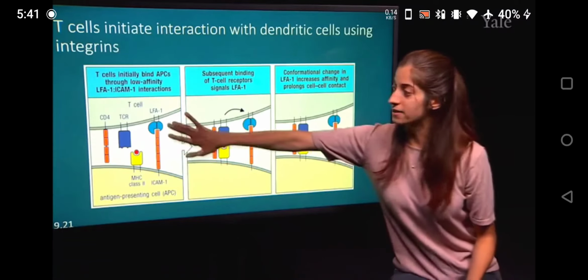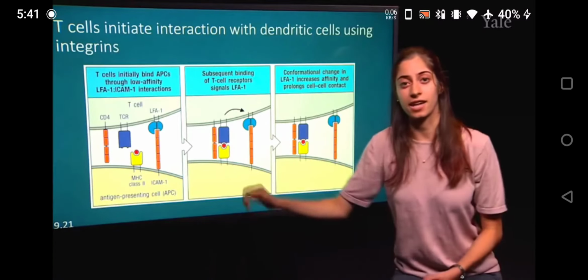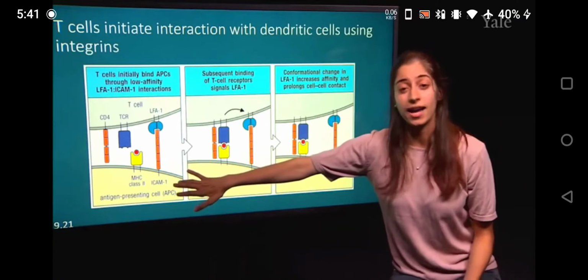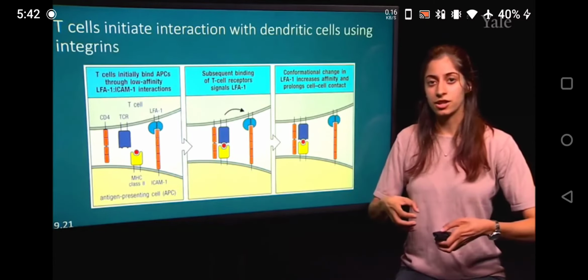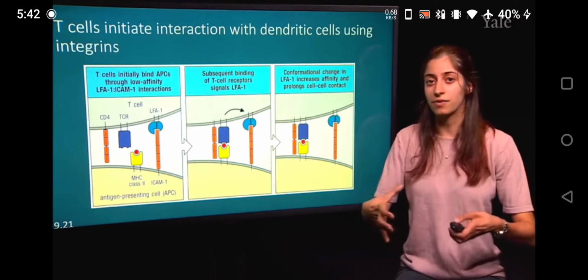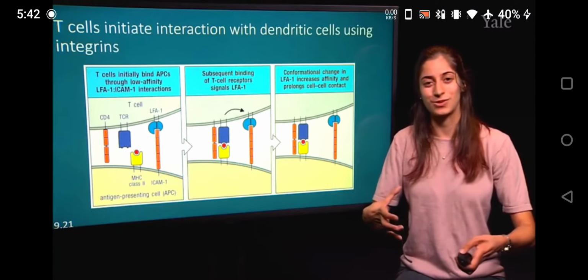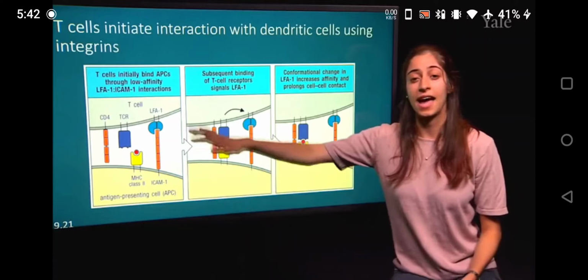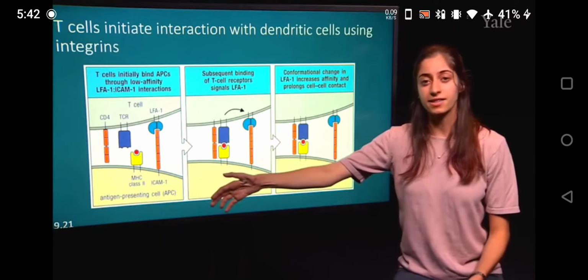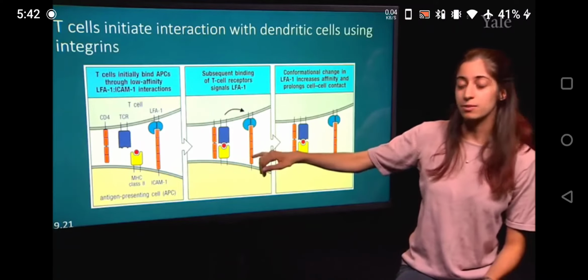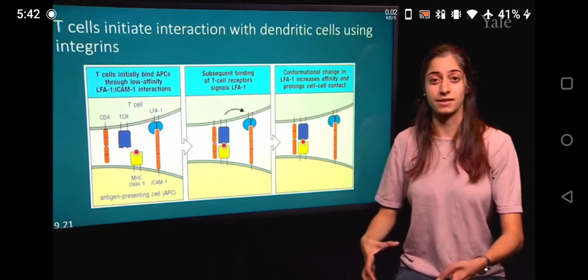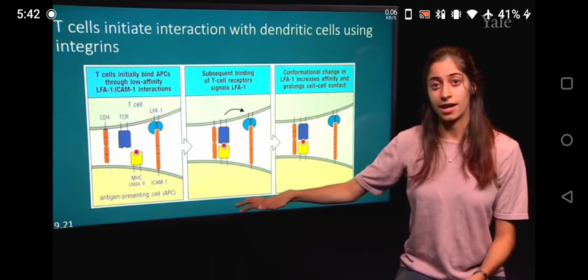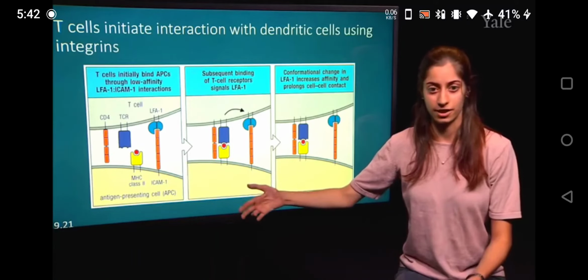One of them is LFA1, which you'll remember is an integrin that interacts with ICAM1 on the surface of the dendritic cell. This first initial interaction allows for a low affinity relationship to form between the dendritic cell and the T cell. Because of this, the T cell is now able to have its TCR meet with the MHC presenting peptide on the antigen presenting cell, or the dendritic cell.